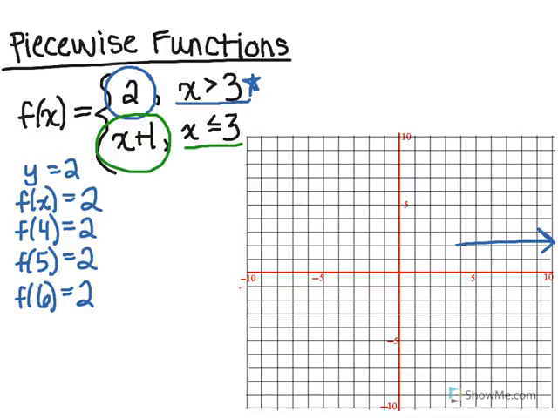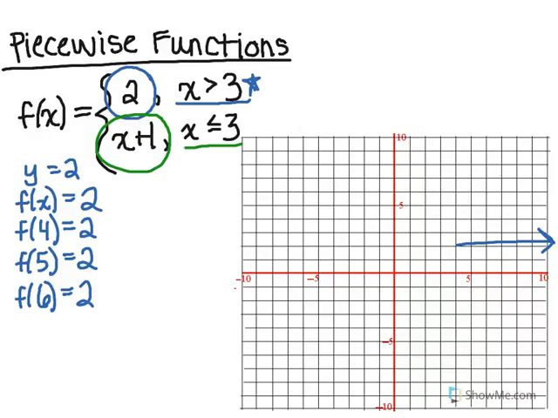So at that point, I'm going to put an open circle. So that's one piece of our graph. So if I label it, this is our piece. That's f of x is equal to 2. You don't have to label it, but essentially that's our graph. So then we move on to the other one.